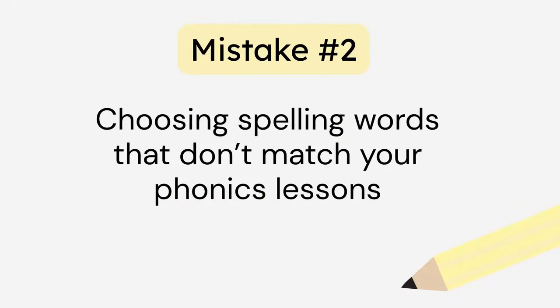But when we choose words for spelling instruction that don't follow a scope and sequence, we're likely to miss critical phonics patterns or morphemes. In addition, when words are unrelated, either by phonics pattern or meaningful unit, we're teaching our students to rely on memorization instead of learning how the spelling system works, which is what actually leads to spelling improvement and growth. Mistake number 2 is choosing spelling words that don't match your phonics lessons.